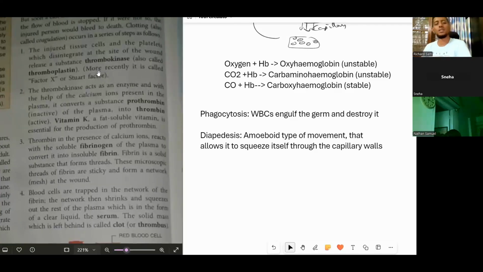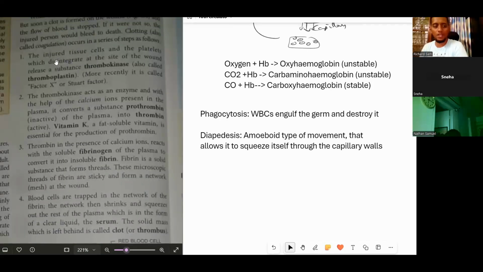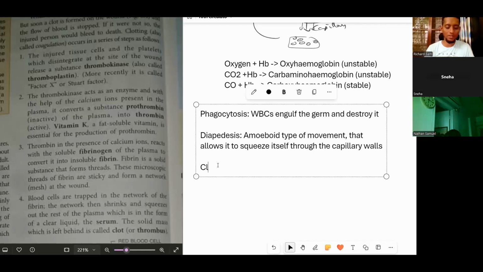Now let us see the steps that take place whenever you get an injury. First, the platelets get disintegrated. When you get hurt somewhere, those platelets get broken down. When they break down, they release a substance called, what is that word? Injured platelets release thrombokinase.